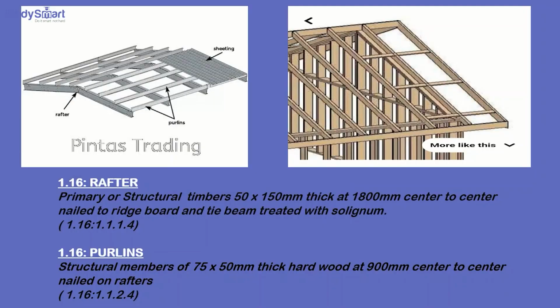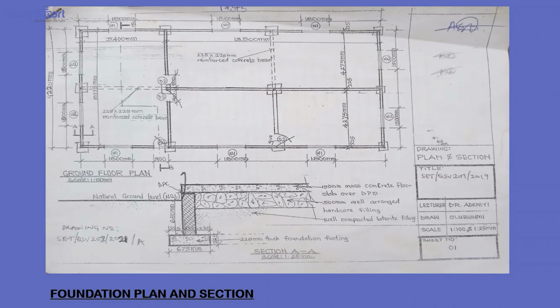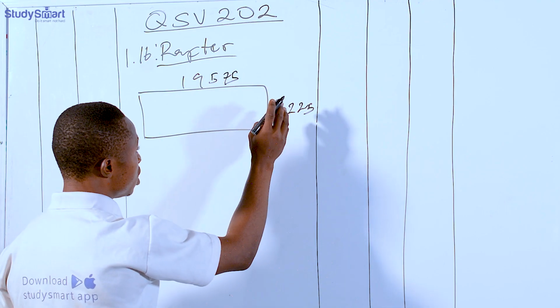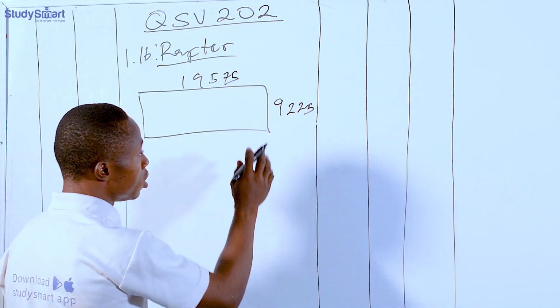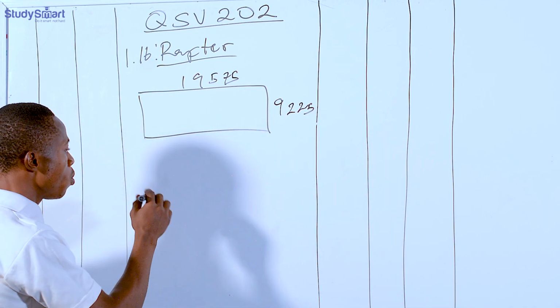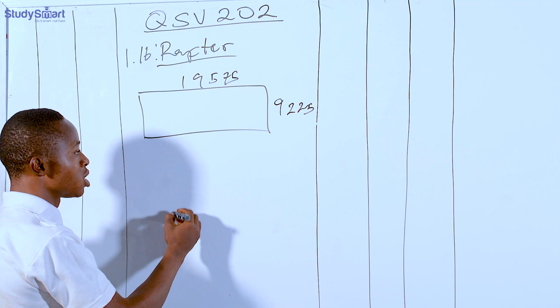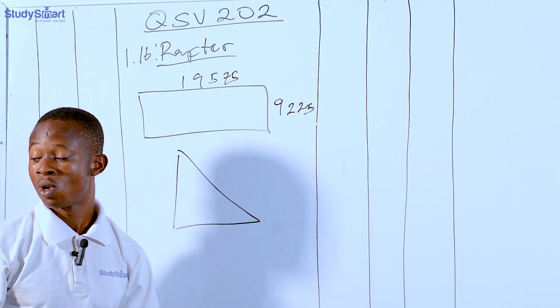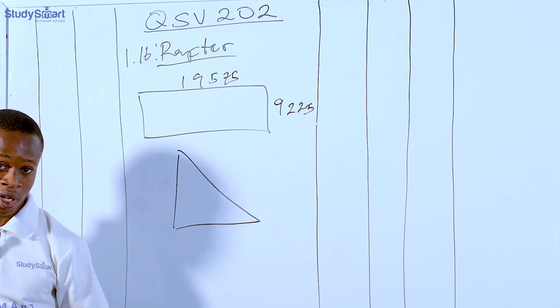You can check the foundation plan. You'll see it there. The length is 19,575, and the breadth is 9,225. So this being given, what we want to do first is get the slope of the rafter. That's the first thing that we're going to do.